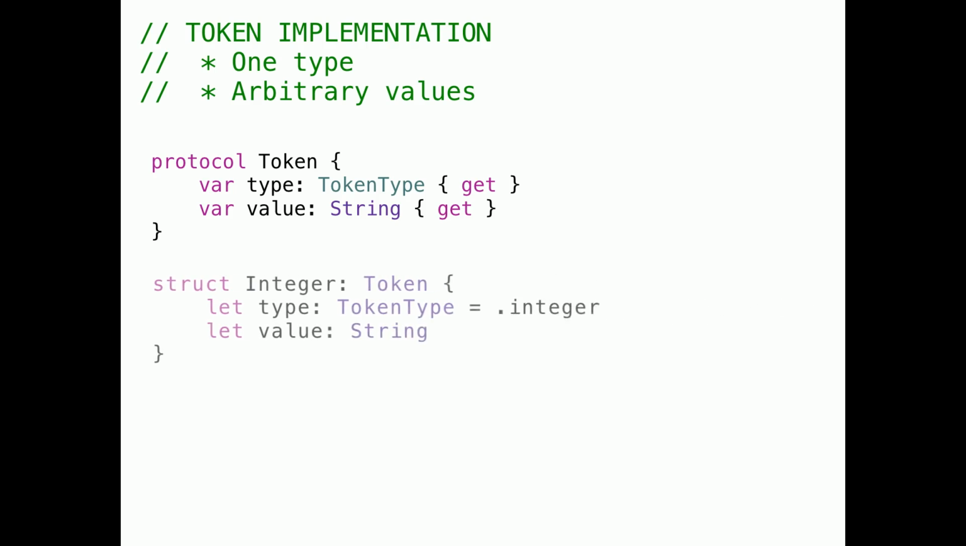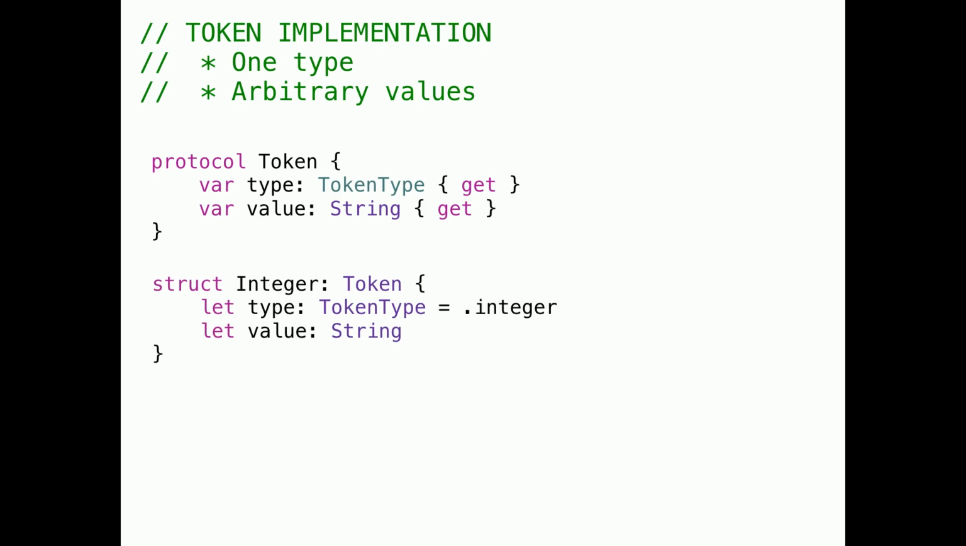So an example here would be an integer. So an integer is always just an integer. We can actually hard code that into our integer token struct. But the value of an integer token is arbitrary. It can be any string of digit characters. And so we'll just use a string property here called value, and we'll let Swift give us an initializer for free. And note that we're not doing any validation here. We're not ensuring that the integer token is initialized with a string of digit characters only. So we'll have to handle that somewhere else in our compilation process.